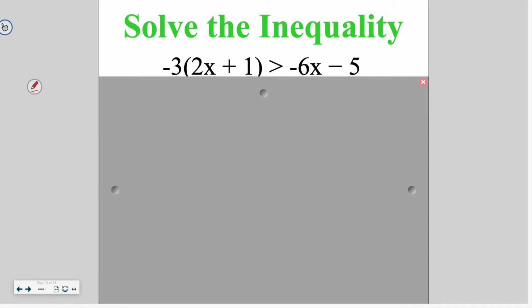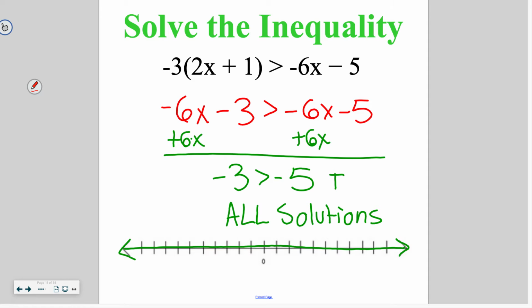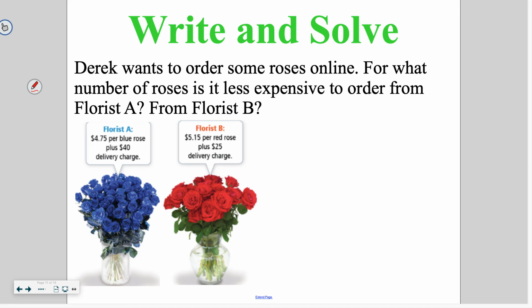Go ahead and try this one on your own. We end up with a true inequality, so we have all solutions. If it asks you to graph, that means you covered the entire number line.